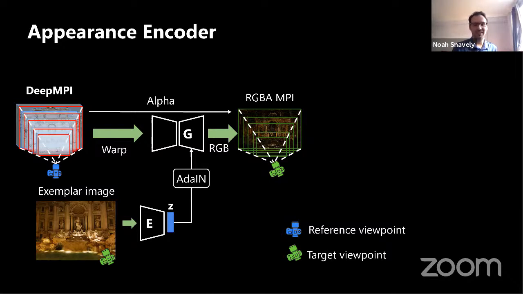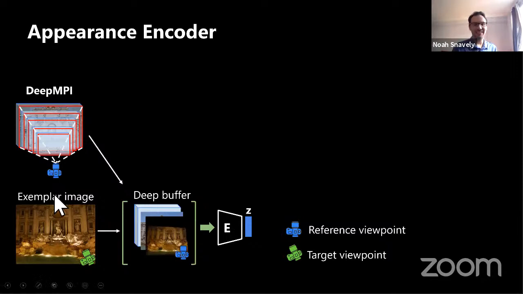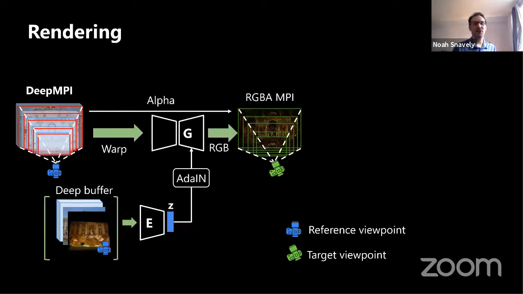And there's a lot of details here to get this to work. Like, instead of feeding an exemplar image as is, which could be from any viewpoint, you sort of normalize the viewpoint by reprojecting it through the MPI to a reference view. So you warp your exemplar to the reference view before feeding it to the encoder. So the encoder doesn't need to know about different camera viewpoints and so on. It's very helpful. And so those are all the pieces that you need to render these deep MPIs to a particular MPI and then use that for view synthesis.